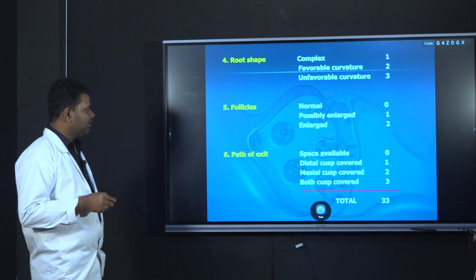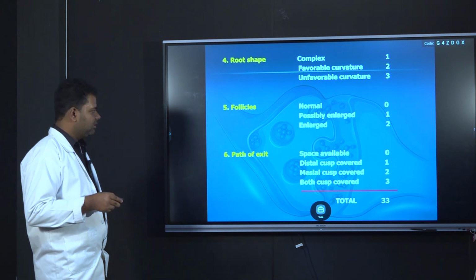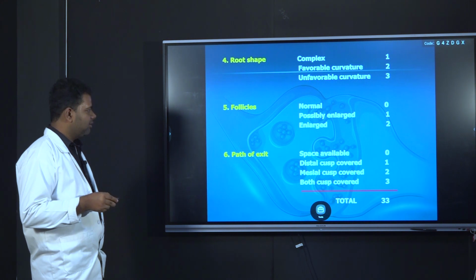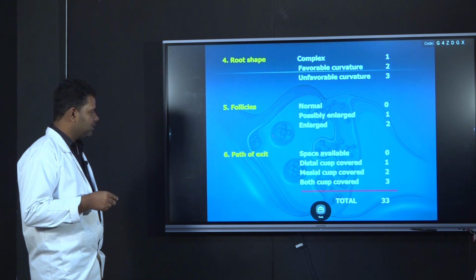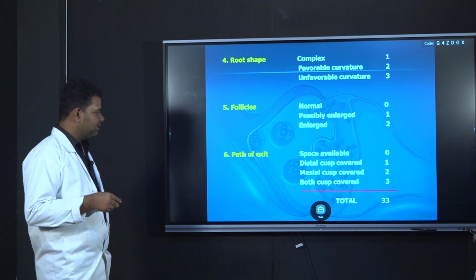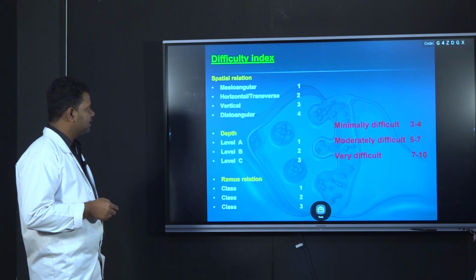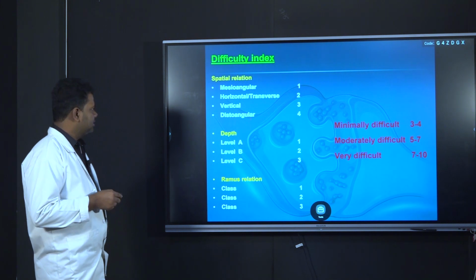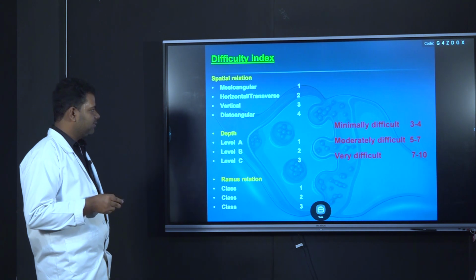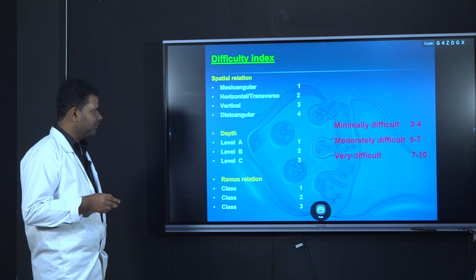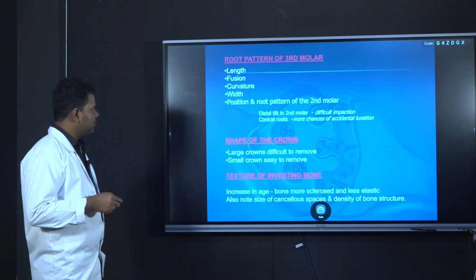Follicle: the presence of a follicle will have an effect on the surgical removal of the molar, that is, an enlarged follicle will have 2 score. And path of exit: if the space is available, it is considered 0, and if both mesial cusp and distal cusp are covered, it is 3. So the highest score we can give is 33 in the assessment score. The greater the index, the greater the difficulty, and the difficulty index is based on Winter's classification and Pell and Gregory's classification. So the final interpretation is minimally difficult, the score is 3 to 4, and very difficult, the score is from 7 to 10. And these are the patterns of that.